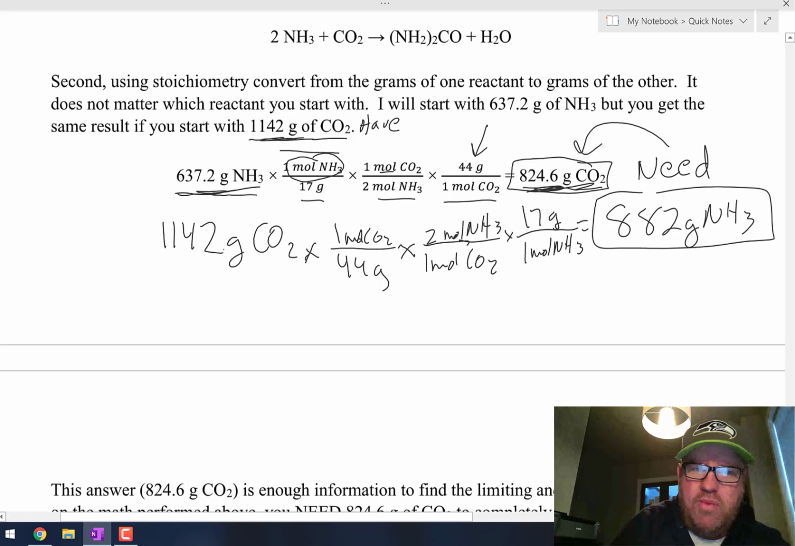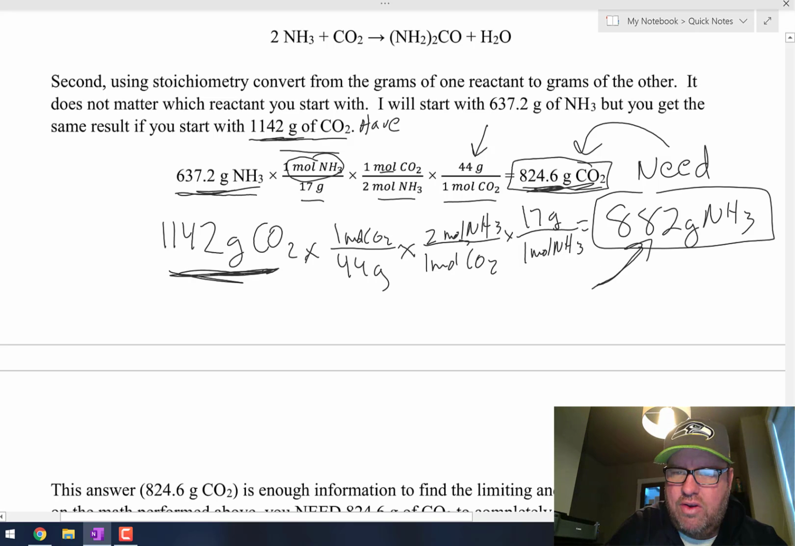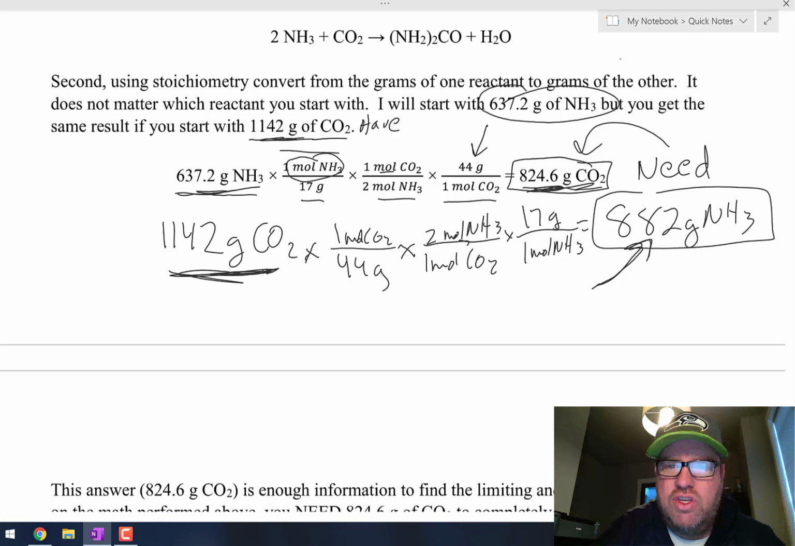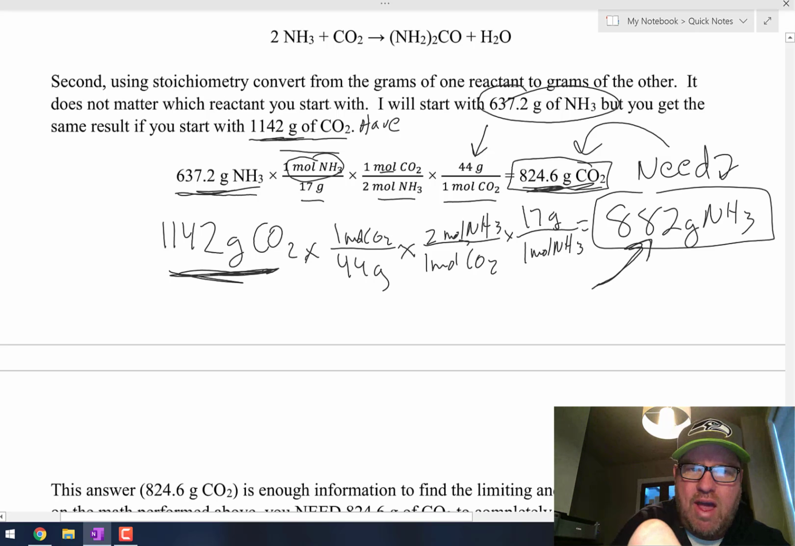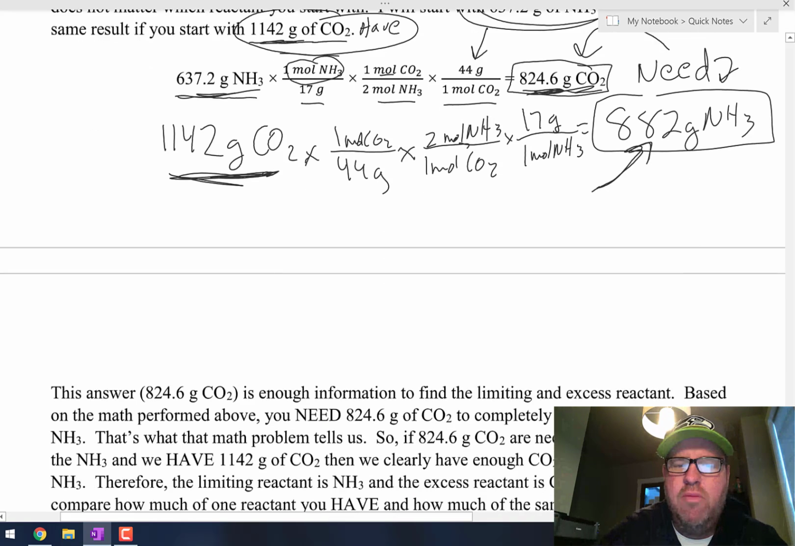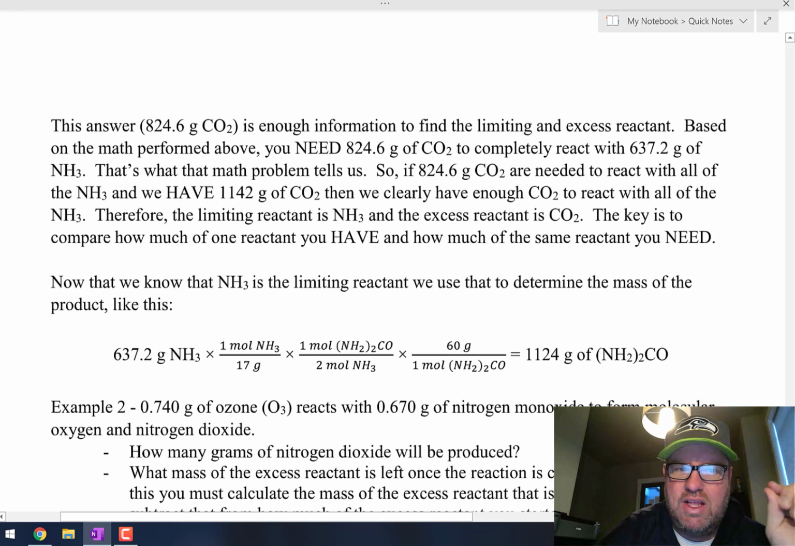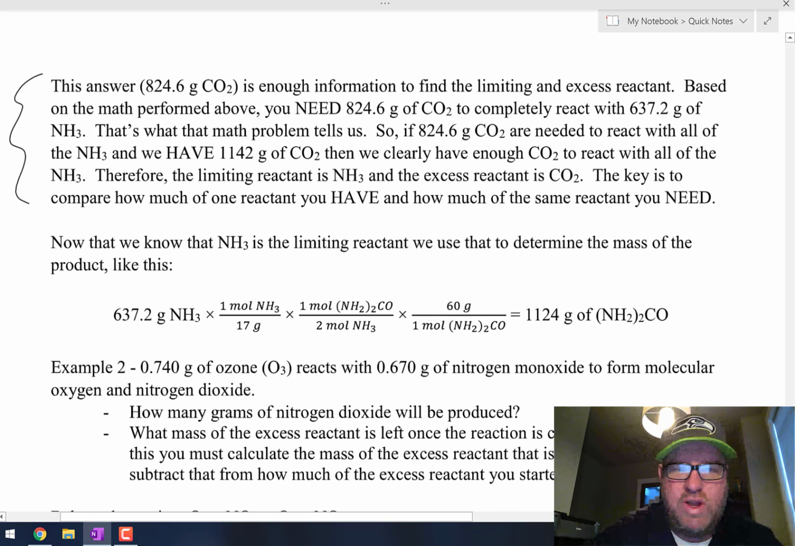Or the other way to look at it is I have 1142 grams of CO2, and to react with all of that, I would need 882 grams of NH3. I don't have 882 grams of NH3. I only have 637.2, which means I don't have enough NH3. See how in both cases, they tell me either I'm going to have more CO2 than I need, or I don't have enough NH3. Both of them tell me that NH3 is the limiting reactant. And this paragraph here kind of summarizes what I just said.